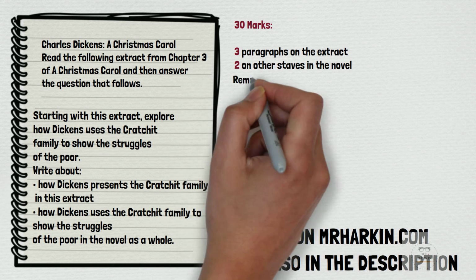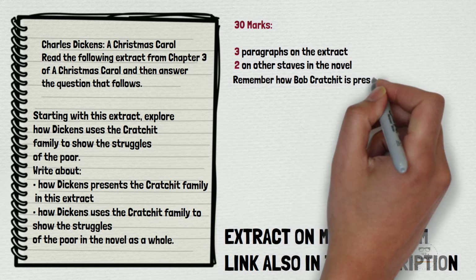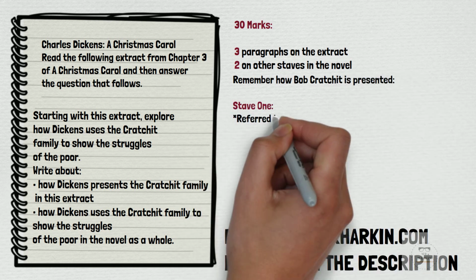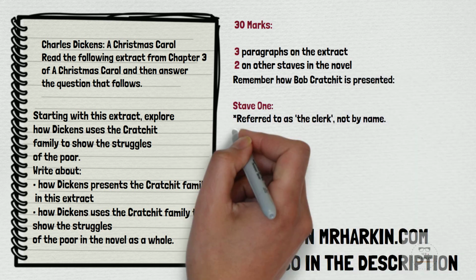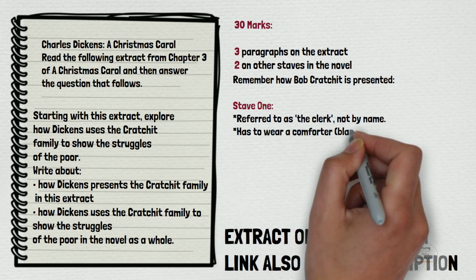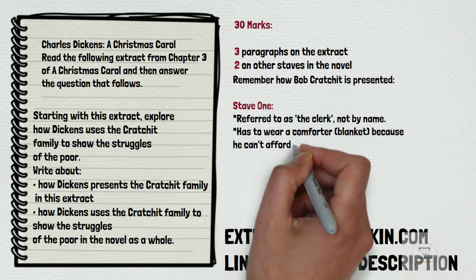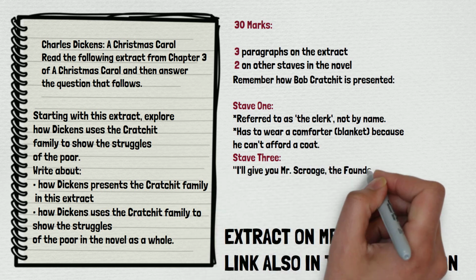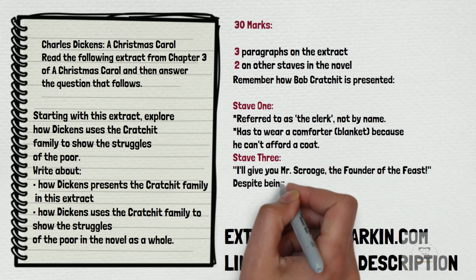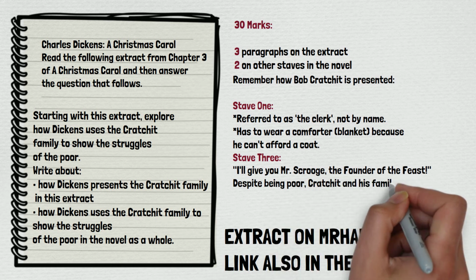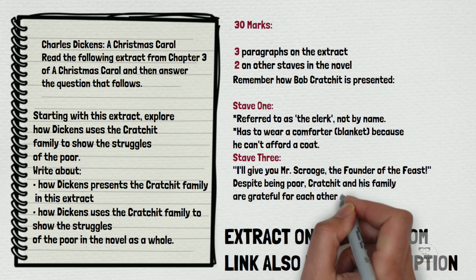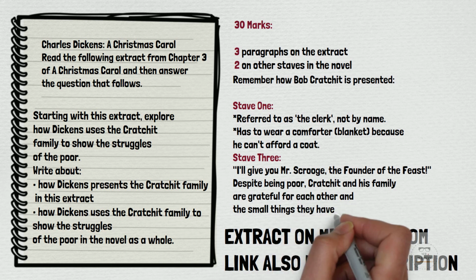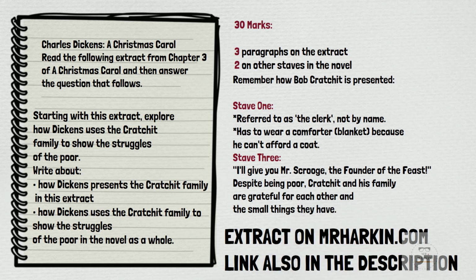And remember what you've learned in this video so far about Bob Cratchit. In stave 1, he is referred to as the clerk, not by name. He has to wear a comforter because he can't afford a coat. And in stave 3, Bob Cratchit says, "I'll give you Mr. Scrooge, the founder of the feast." This shows that Bob and his family are grateful for each other and the small things that they have.